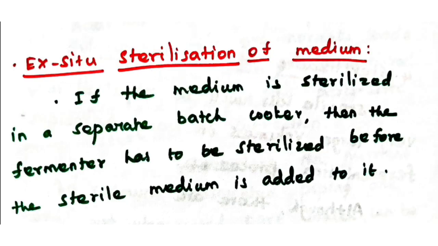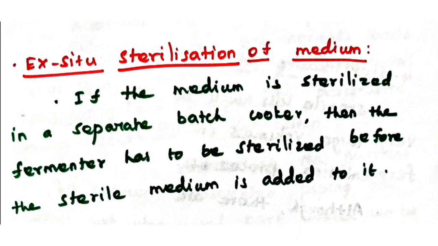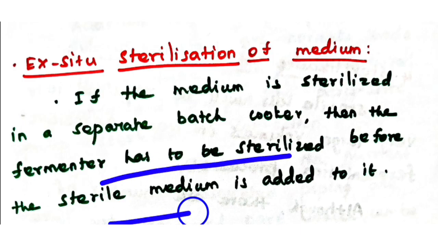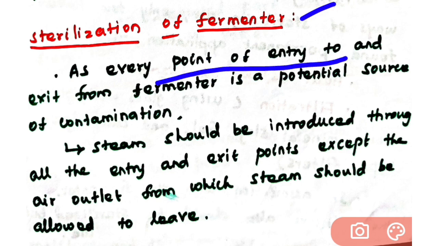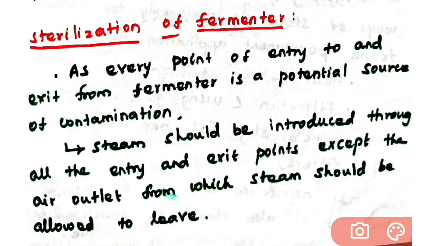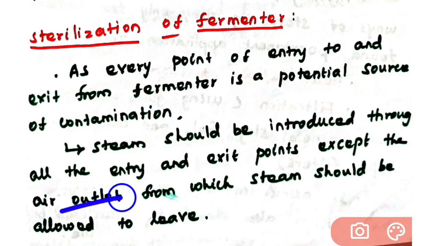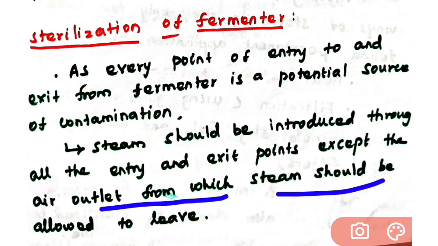So if the medium is sterilized in a separate batch cooker, then the fermenter has to be sterilized before this sterilized medium is added to it. Okay, as every point of entry to and exit from the fermenter is a potential source of contamination. So each and every part of your fermentation vessel should be sterilized. Okay, so steam should be introduced through all the entry and exit points except the air outlet from which steam should be allowed to leave.